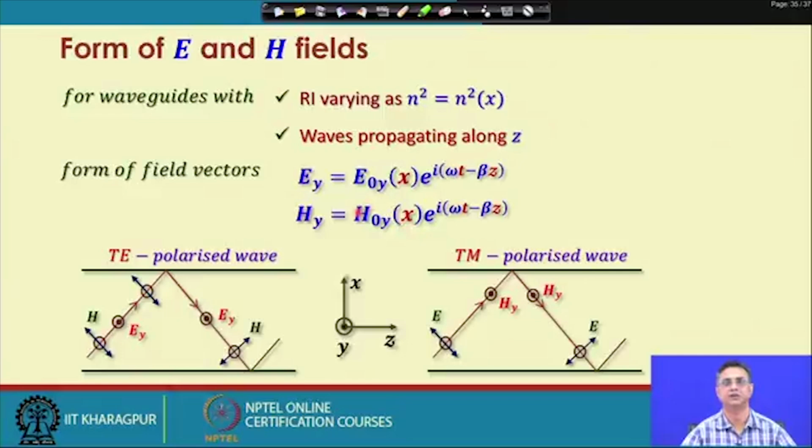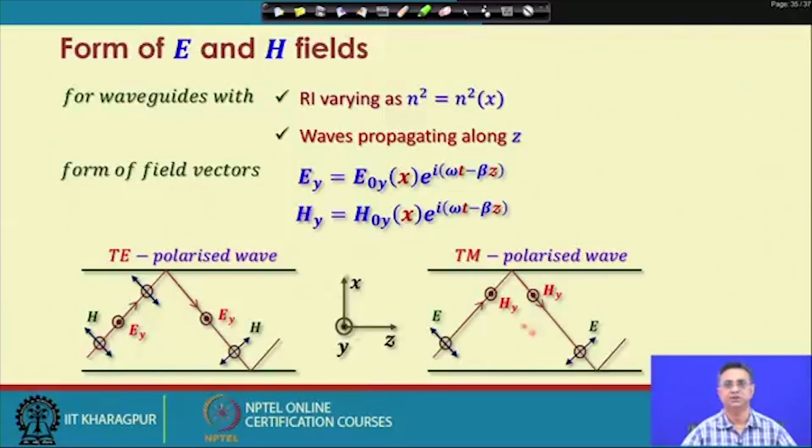There will be a variation of the amplitude of the magnetic field along the x direction, and also for the electric field. So, look at this TE polarized wave for this one-dimensional structure. You have an electric field which is directed along y, in this structure in which the electric field is directed. So, this is E y, whereas the magnetic field will have two components, that is x and z.